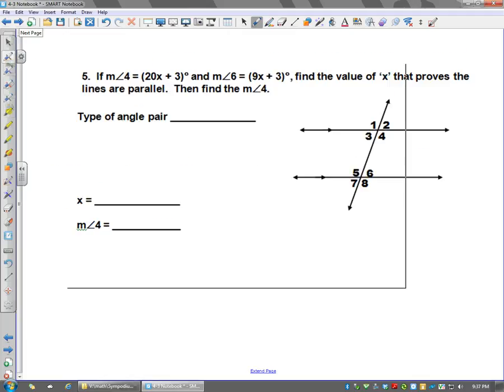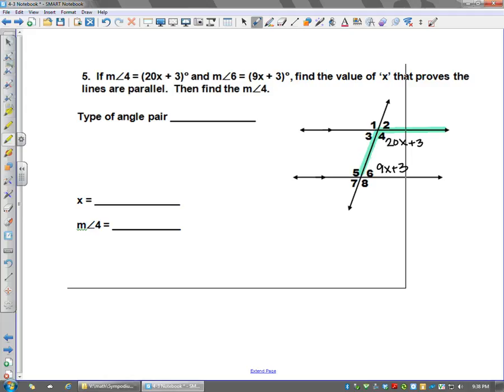All right, and problem number 5. If the measure of angle 4 is 20x plus 3 and the measure of angle 6 is 9x plus 3, find the value of x that proves the lines are parallel. Now, in reality, we can ignore this. What we can do is just assume that the lines are parallel. We have to do that to solve this problem. So the first thing I'm going to do is label the angles: angle 4 is 20x plus 3, and angle 6 is 9x plus 3.